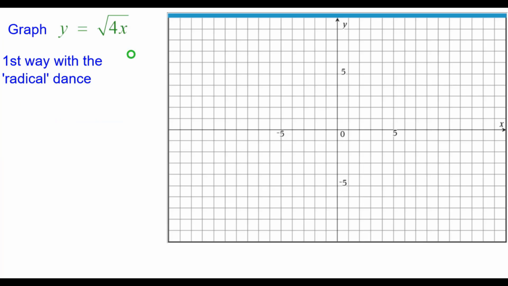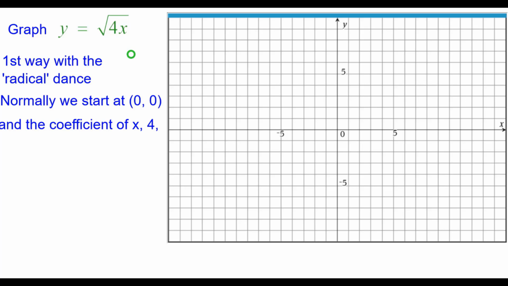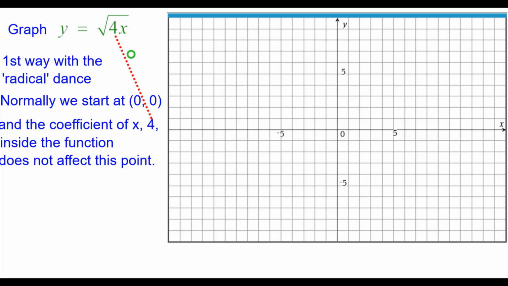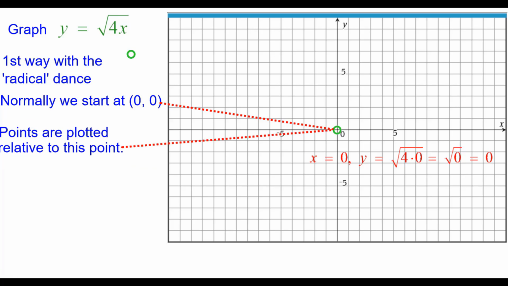The first way is with what we call the radical dance. And normally we start at the origin, and the coefficient of x, 4, that's inside the radical sign, does not affect this point. Because when x equals 0, you can see that y is equal to 0 also. And points are going to be plotted relative to the origin.